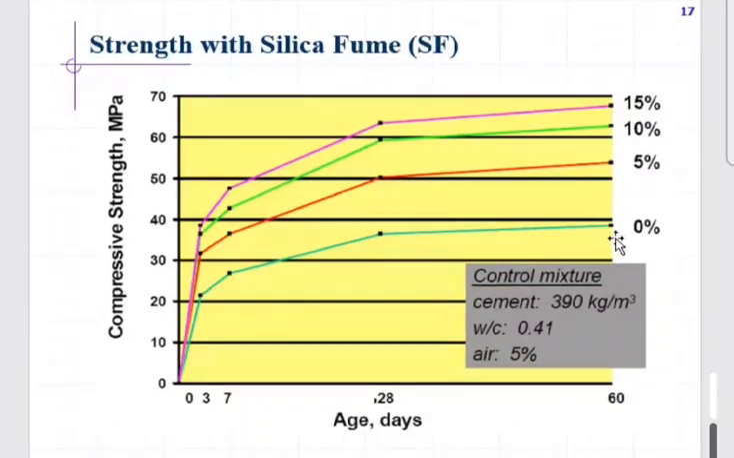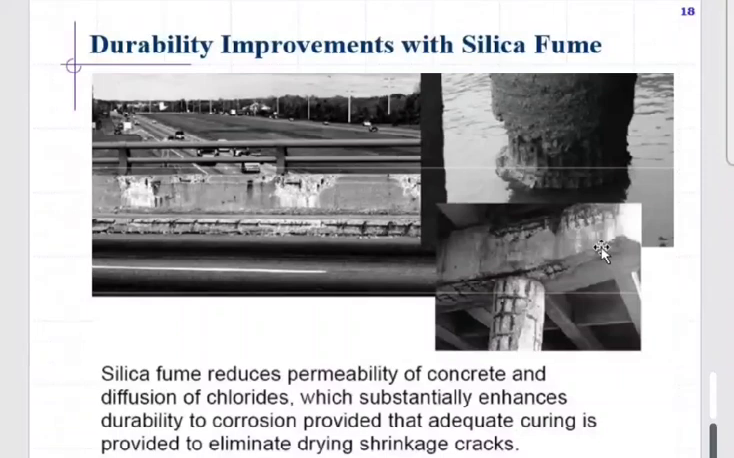If you see here, with 0% silica fume content, our strength is lower. As we increase the percentage replacement to 15%, the strength of concrete increases from 40 megapascals to about 60 to 65 megapascals, which means we have increased the strength by about 50%. Your durability improvement is also there. Why is there durability improvement? Can anybody tell, now after this discussion? Why has durability improved because of silica fume?